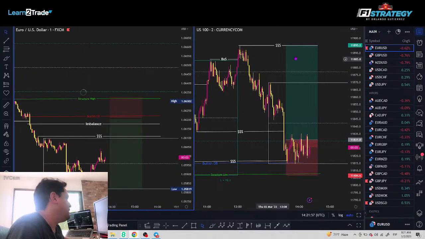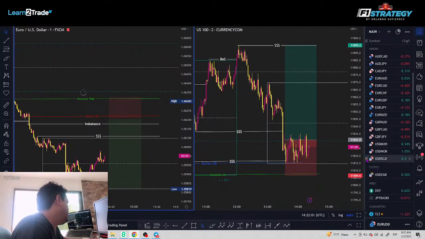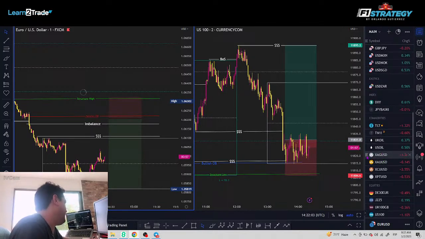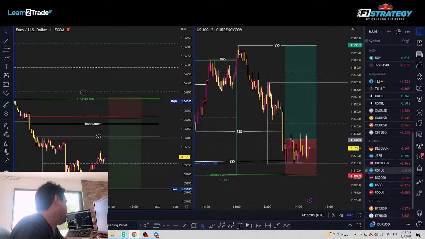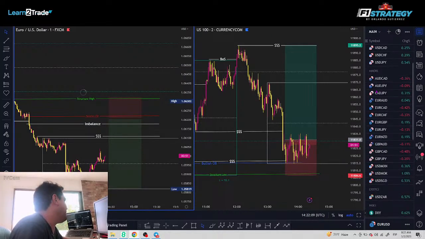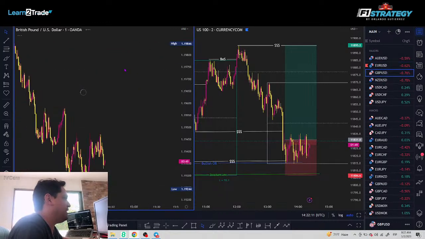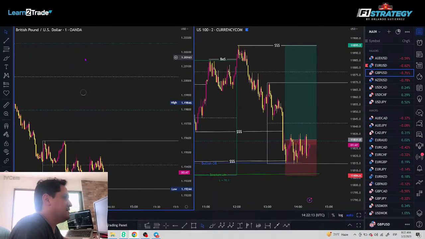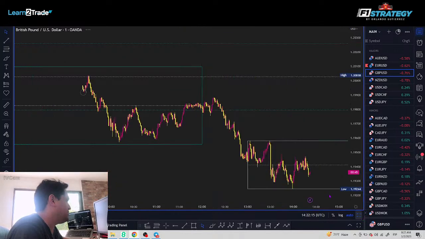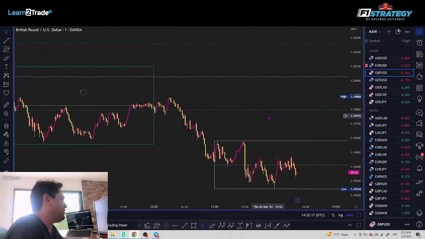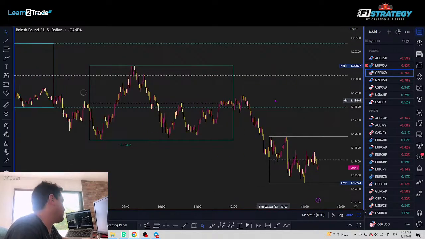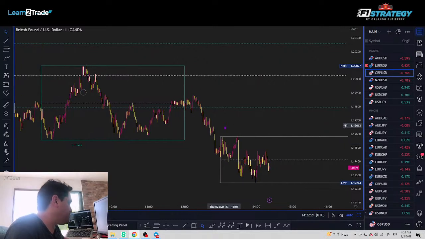Now, if this is rocking, don't come knocking. I'm live here. So if this is rocking on the Euro US dollar side, maybe we can get some nice entries on pullbacks on the US dollar long. On the pound US dollar, same thing.